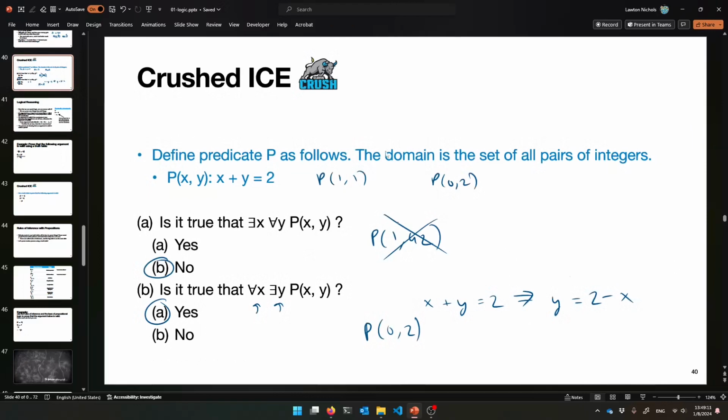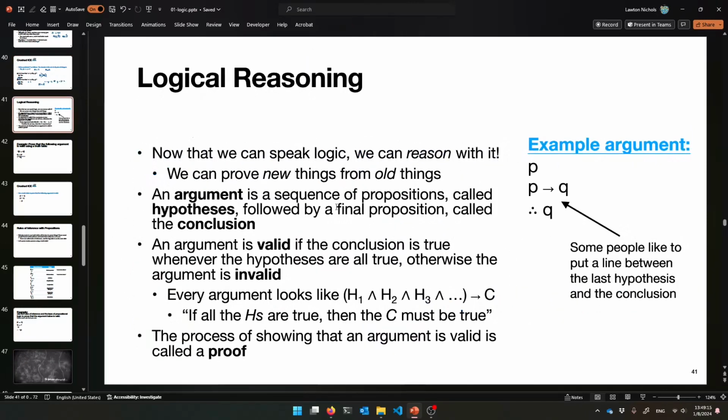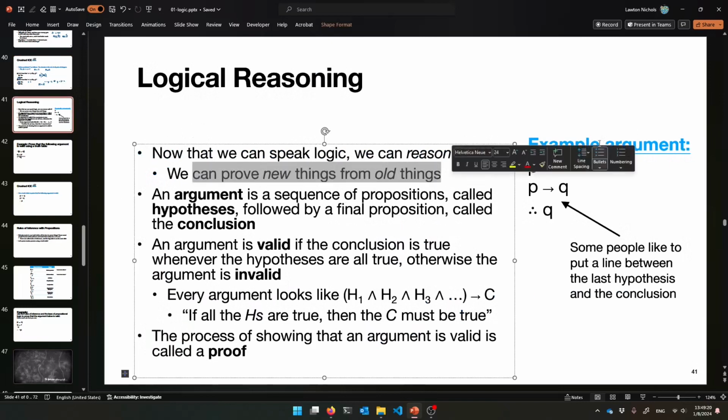These are kind of hand-wavy proofs. Mathematicians wouldn't accept what we're saying here. We can't just circle no and not give a real reason. Let's learn how to give those reasons, all right? Let's learn how to prove new things from old things we already know. That's the first step, okay?